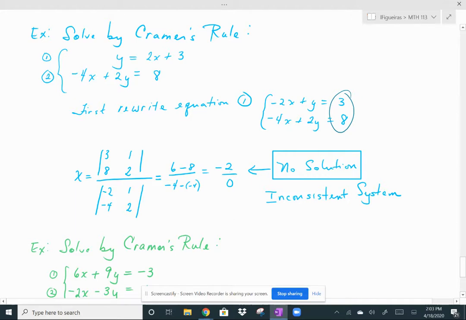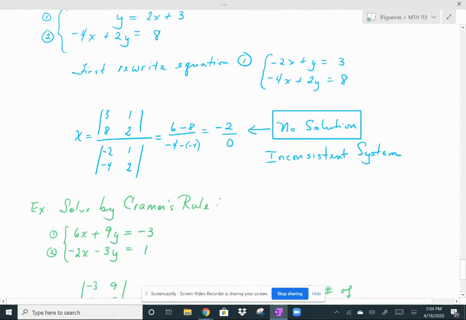Whenever you get 0 in the denominator, that's going to result in something unusual. It's either going to be an inconsistent system or a dependent system, and the way you determine which is which will depend on what you get in the numerator. So if you get something different than 0, like negative 2 over 0, that's going to be an inconsistent system, meaning no solution, meaning these are two parallel lines that will never touch.